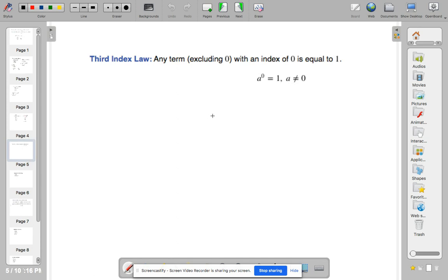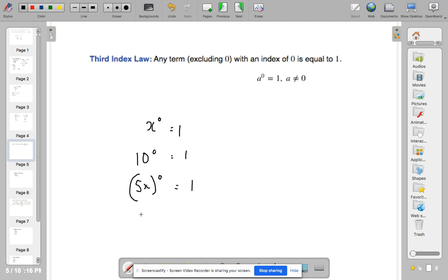All right. Next index law we're looking at here is the third index law, and that says that any term excluding 0 with an index of 0 is equal to 1. So anything to the power of 0 is 1. So if I've got x to the power of 0, it equals 1. If I've got 10 to the power of 0, that equals 1. If I've got 5x in brackets to the power of 0, that also equals 1.